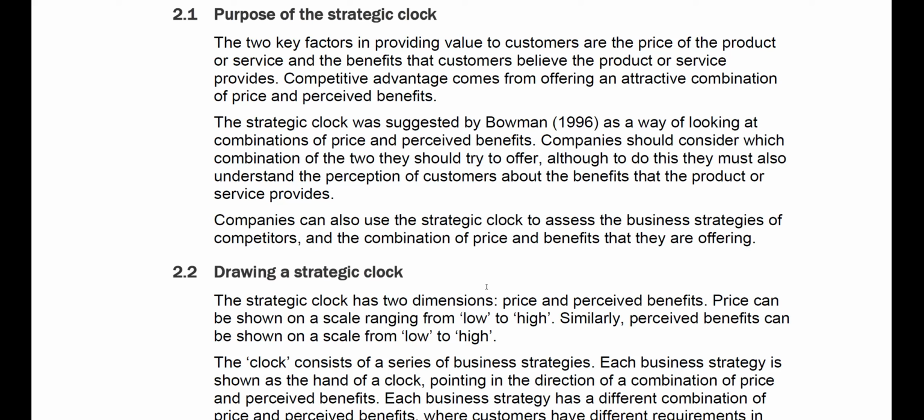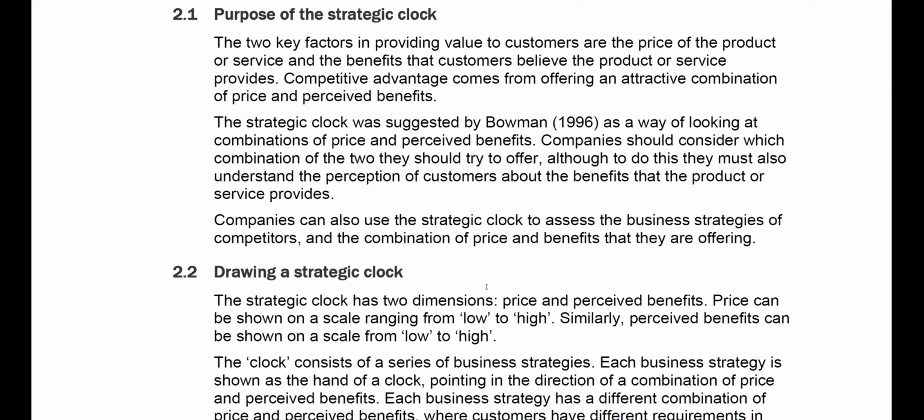So the two factors in providing value to customers are the price of the product or service and the benefits that customers believe the product or service provides to them. Now, competitive advantage comes from offering an attractive combination of price and perceived benefits. The strategic clock was suggested by Bowman in 1996 as a way of looking at the combinations of price and perceived benefits that companies give to their customers or customers think they get from those products. That's why I tell you it's opinionated, right?